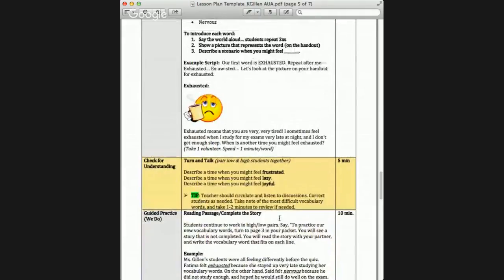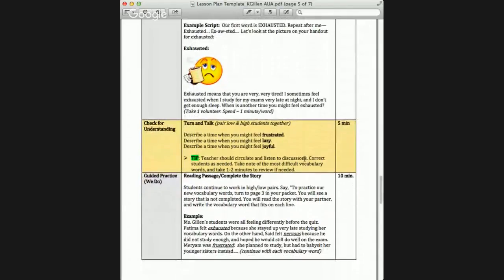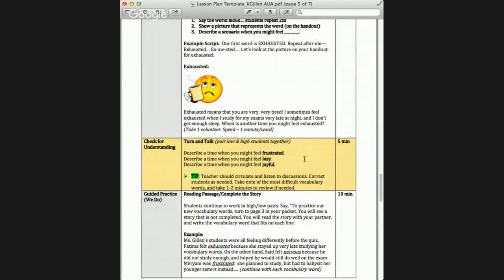To introduce each of these words, I'm going to say the word aloud and repeat it 2 times for pronunciation. I'm going to show a picture that represents the word, and I'm going to describe a scenario when I might feel that adjective. So for example, I'll say something along the lines of, our first word is exhausted. Repeat after me, exhausted, exhausted.